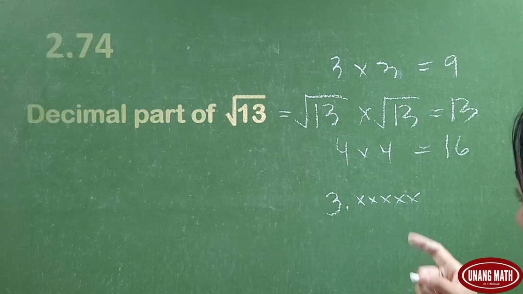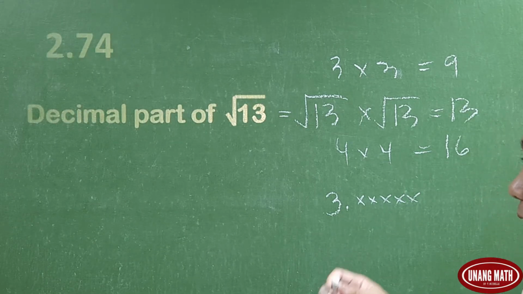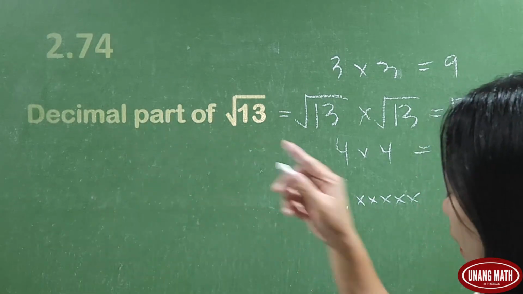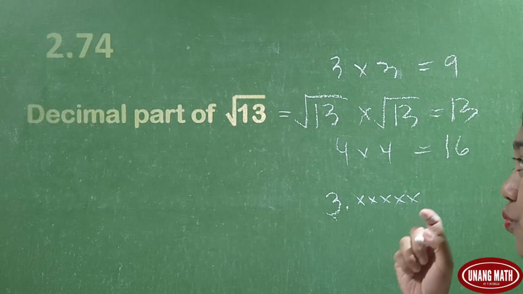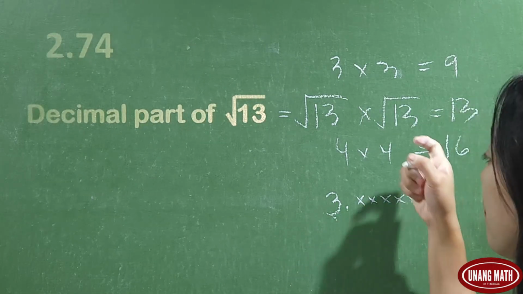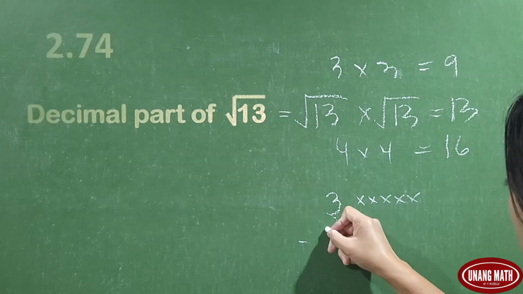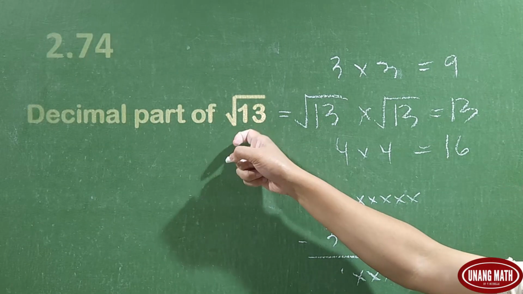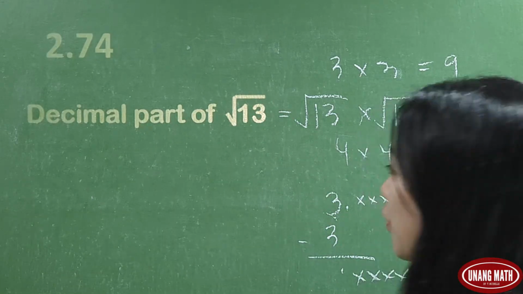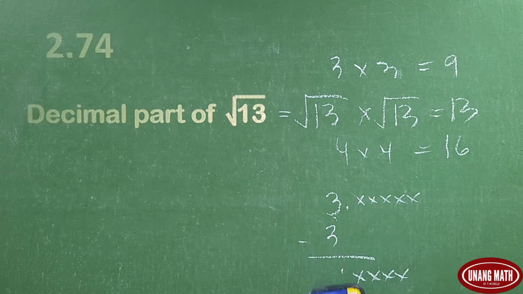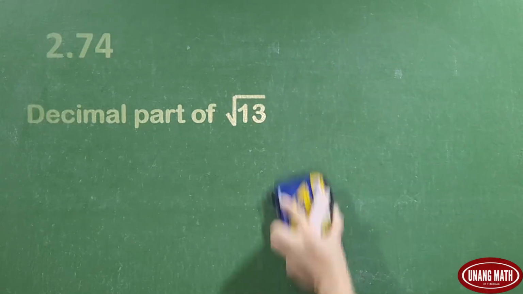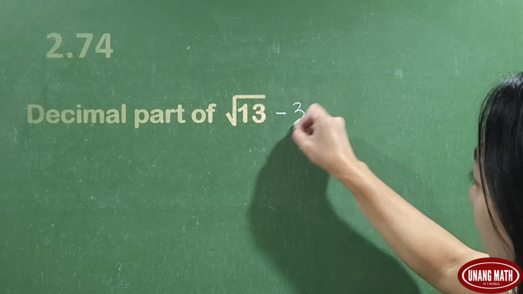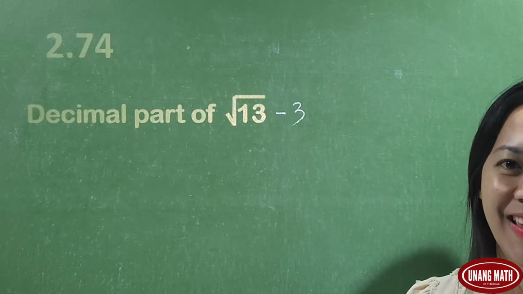So this is 3 point something. Now, the integer part then is 3. And to find the decimal part, we just have to subtract the integer part from the original number. So this is like minus 3. So this is now the decimal part. The original number is square root of 13. Subtract the integer part, which is 3. So the decimal part of square root of 13 is square root of 13 minus 3.